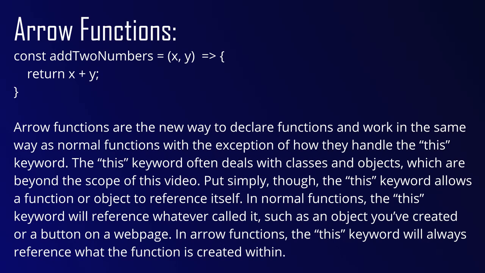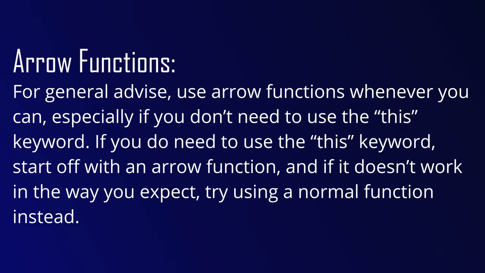If that makes no sense to you, don't stress too much. I've left a link in the description with more information on arrow functions and its use of the this keyword. For general advice, use arrow functions whenever you can, especially if you don't need to use the this keyword. If you do need to use the this keyword, start off with an arrow function, and if it doesn't work in the way you expect, try using a normal function instead.